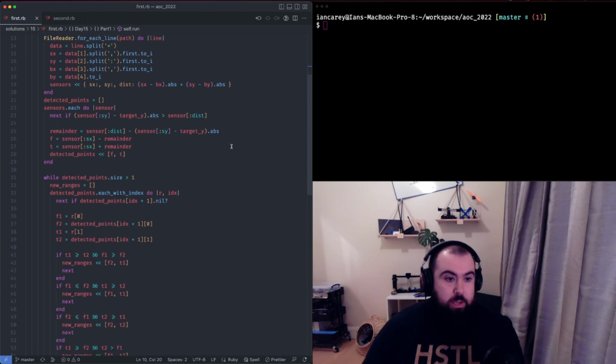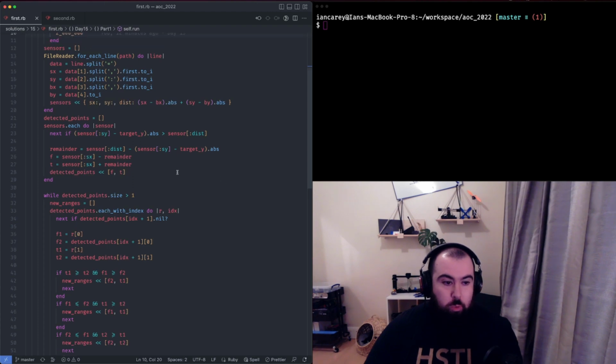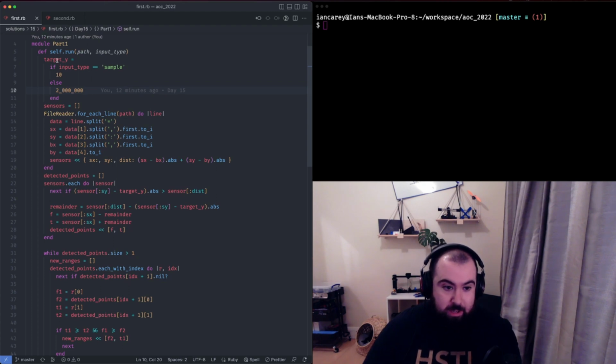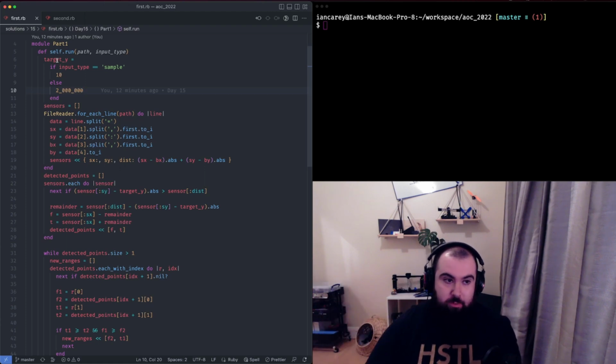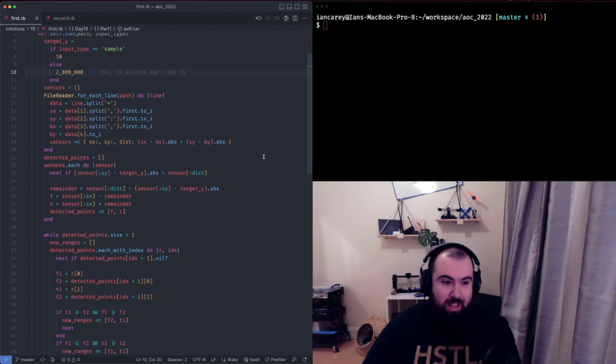What else are we doing here? So then the next thing that we're doing is we're creating a list here. Actually, I should also say that we have a target Y coordinate here, because we're told which line effectively in the Y coordinate we want to look at. So we're told it's 10 for the sample and it's 2 million for the normal input. That will also become important in a minute.